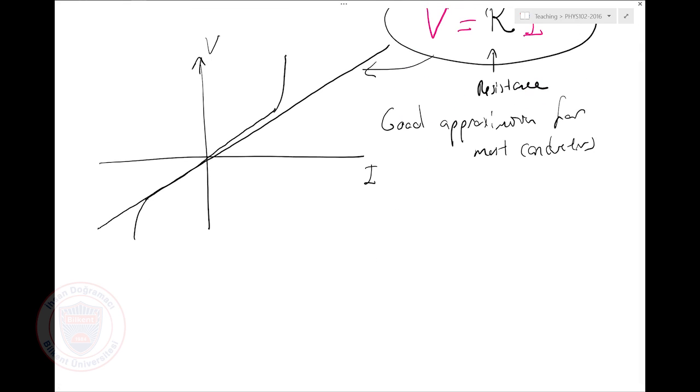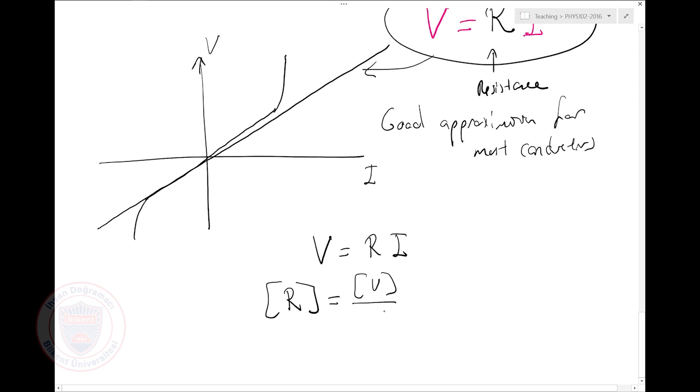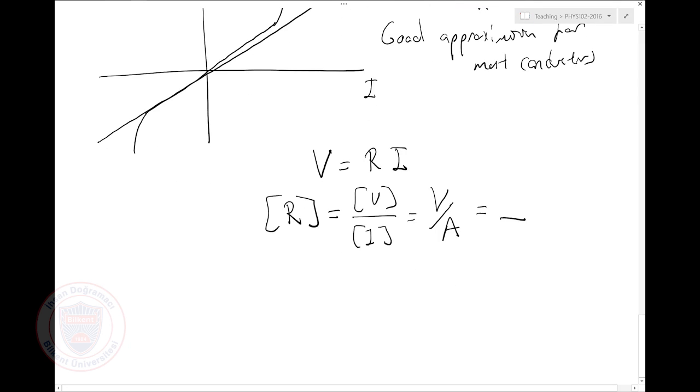So let's see. V equals Ri. So the unit of resistance must be the unit of potential divided by the unit of current. So it's volts per ampere, all right? Which gets the name Ohm, shown by the Greek letter omega, and named as Ohm.